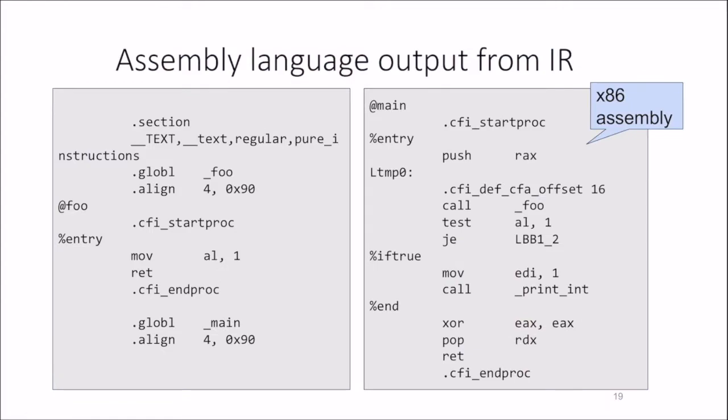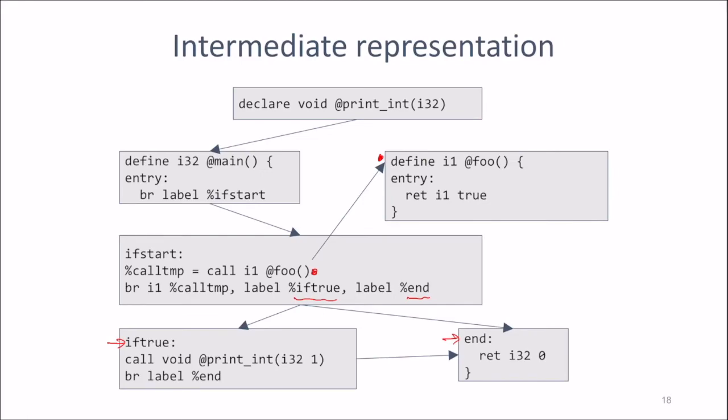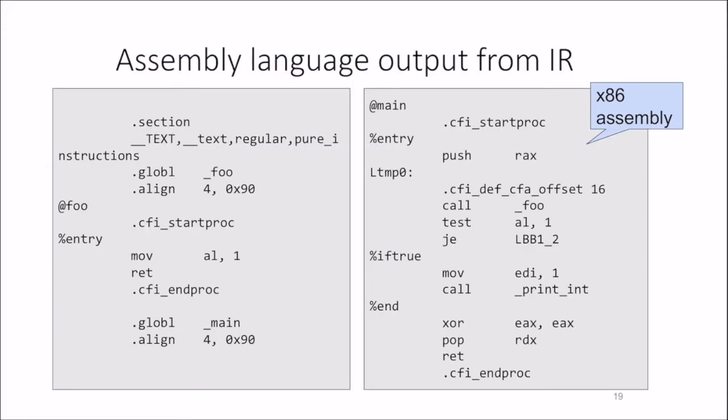Once I have the intermediate representation in that format, I can generate assembly language from it. Because you can see that this output is very close to assembly already, it's fairly easy to map this intermediate representation to an actual assembly language. So in this case, it's a mapping to x86 assembly.